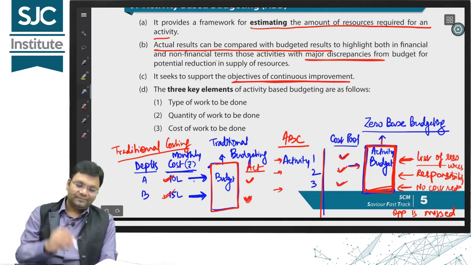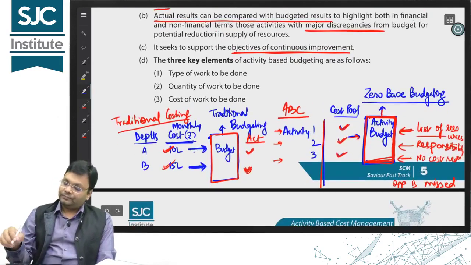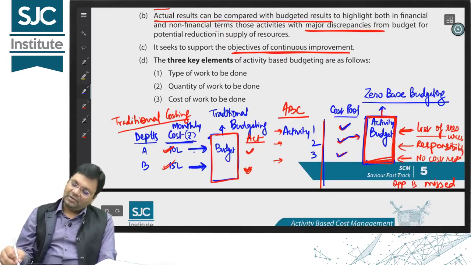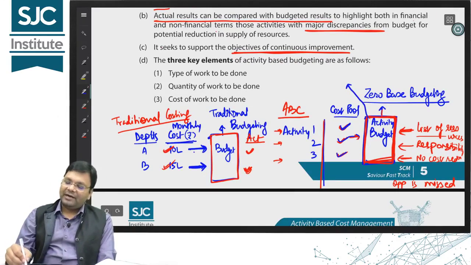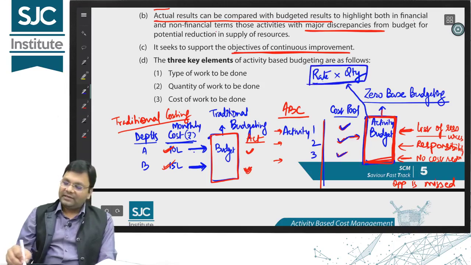Now how an organization does continuous improvement with the help of budget, you know. See, activity wise cost is coming by some way, correct? And it is coming through activity budget. In budget, what you have is, you have list of resources, the rate of resources is there, and quantity of resources used will be there. So rate multiplied by quantity is giving you the total cost of resources. Agreed?